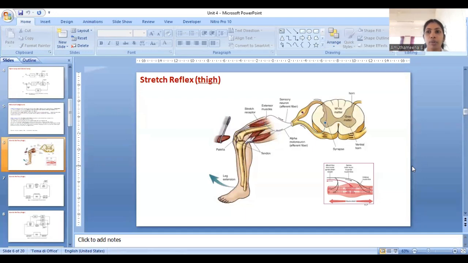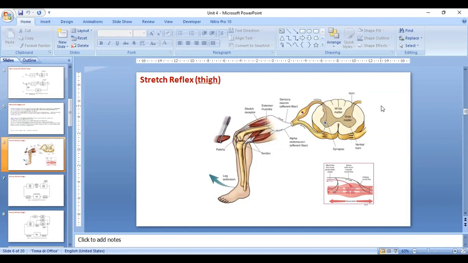We are going to see about the physiological control systems with an example. One of the simplest and most fundamental of all the physiological control systems is the muscle stretch reflex. So we are going to see the control actions that are taking place during this muscle stretch reflex.